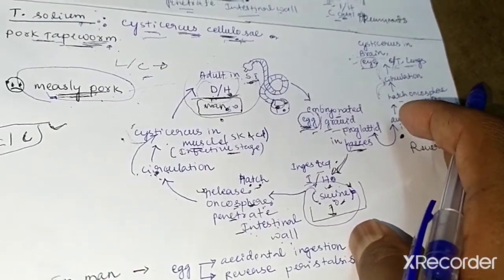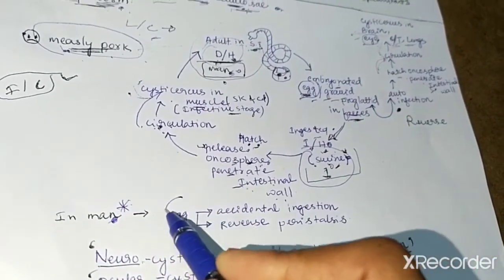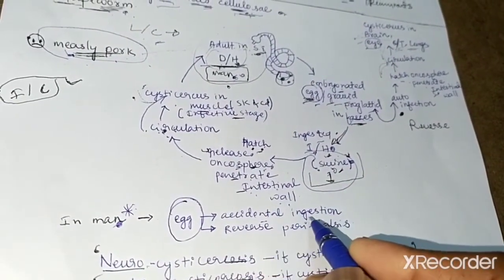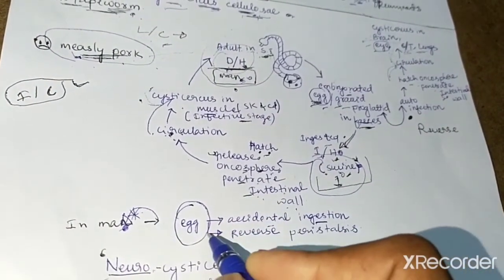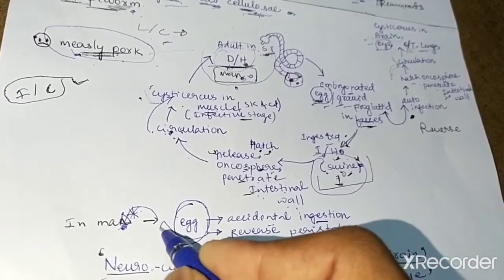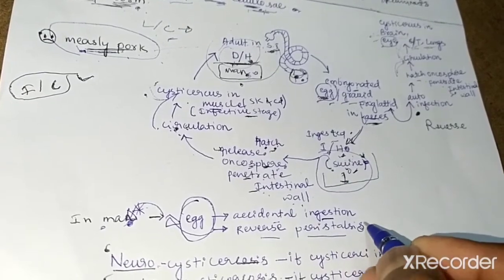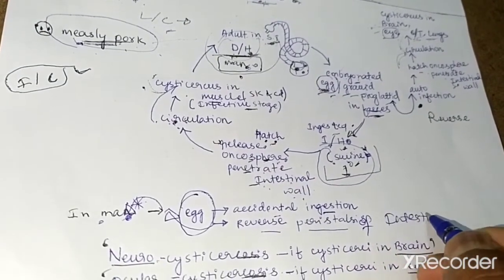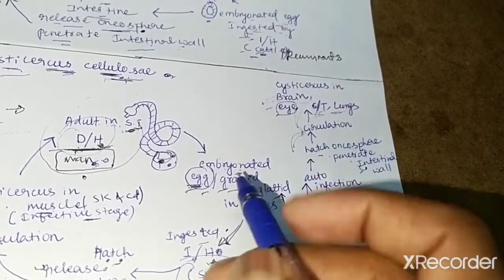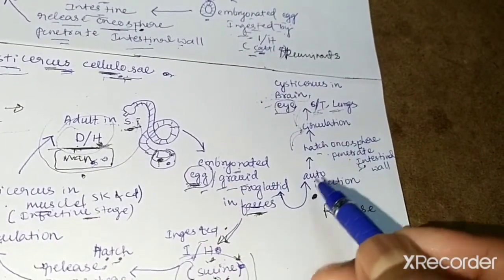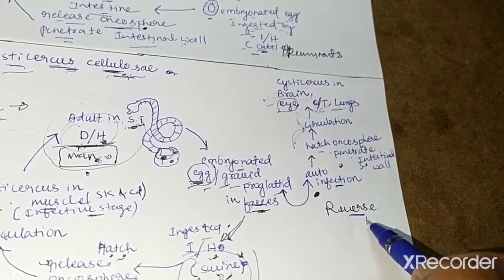Now, Taenia solium in man. The eggs are sometimes accidentally ingested by man himself, and the eggs can also enter into man via reverse peristalsis of the intestine. Let us look here. The embryonated egg will enter the intestine via autoinfection, that is by reverse peristalsis.